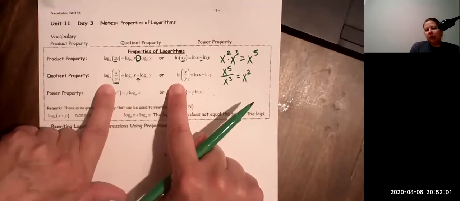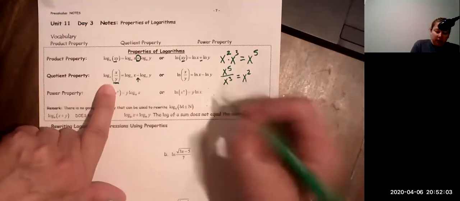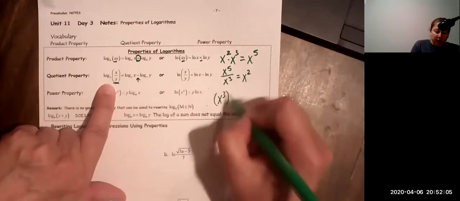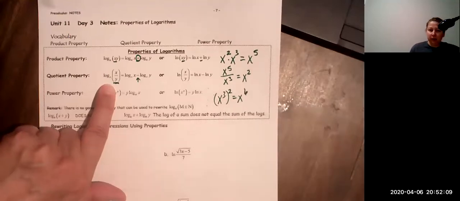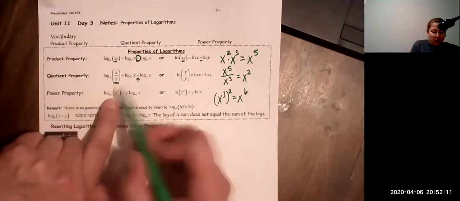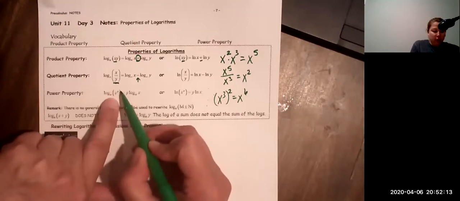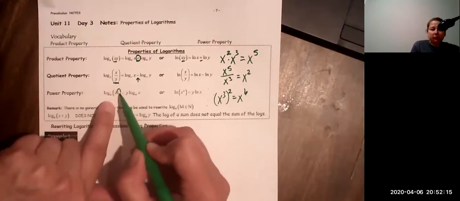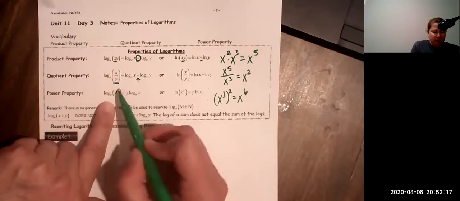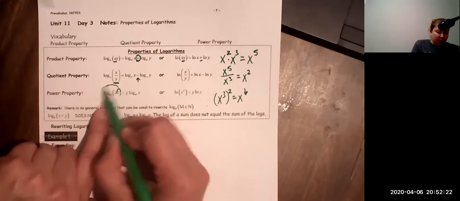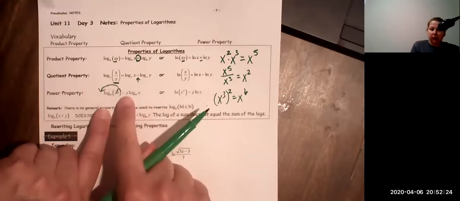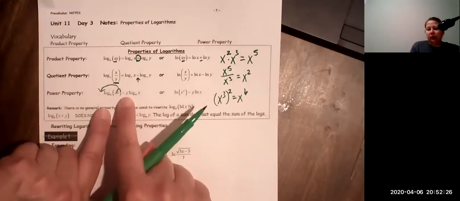And then what happens in a power to a power? If you had x cubed squared, remember that turns into x to the sixth. So you multiply. Whenever you have a log to a power, you multiply by the exponent. I always like to say exponents jump to the front. So if you have x to the y, the y jumps to the front. I think when you look at the examples, it's going to make more sense.